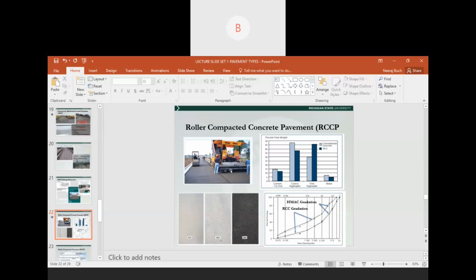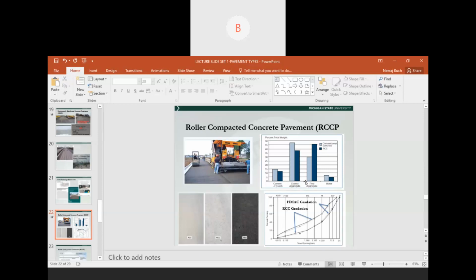And then after the pavement has been placed, as you can see here, there's a roller, and hence the name roller compacted. A heavy roller is used to compact the pavement for strength purposes. So if you are familiar with the construction of asphalt pavements, that is how asphalt pavements are constructed and rolled to make sure that it has adequate strength.